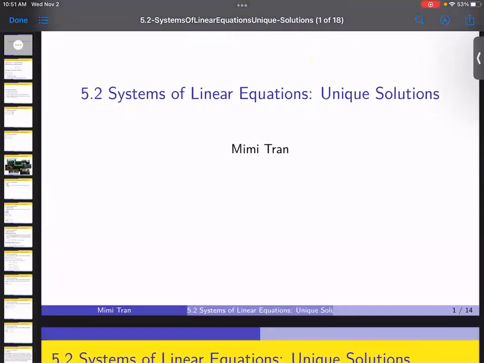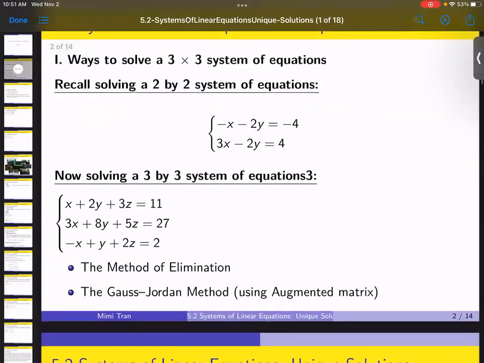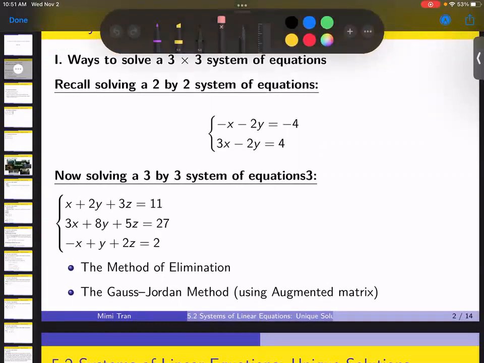So here today we're gonna solve systems of equations with a unique solution. So one solution, unique means one. Recall solving this 2 by 2 system of equations. When I say 2 by 2, I mean two equations with 2 variables, right? So do you guys remember how we did this?